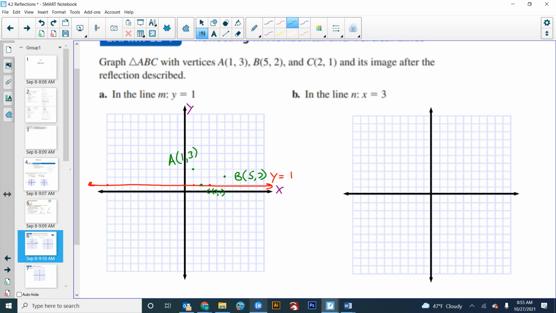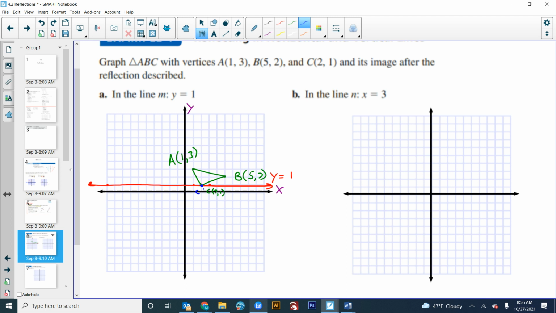All right. If we're going to reflect this, not over the x-axis, not over the y-axis, over the line y equals 1, can you envision this triangle being reflected? Yes? Awesome. Let's write the new points. First of all, what's C going to be? The same, right? It's on the line of reflection. C prime will be the same.